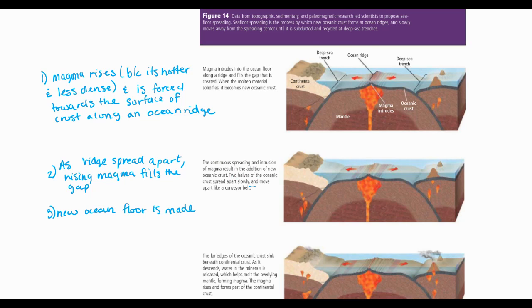The two halves of the oceanic crust spread apart slowly and move apart like a conveyor belt. And at the far edges of the oceanic crust, it sinks beneath the continental crust. That's because it's more dense, so it goes under. As it descends, water in the minerals is released, which helps melt the overlying mantle, forming magma. The magma rises and forms part of the continental crust. It is being subducted.